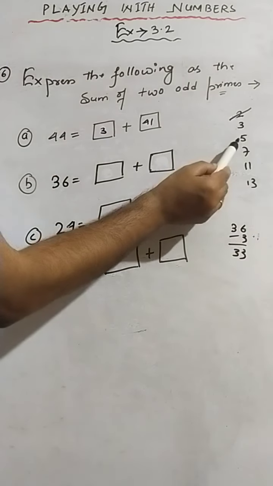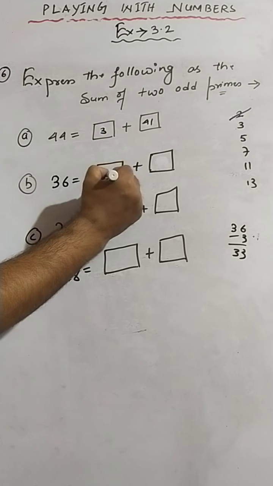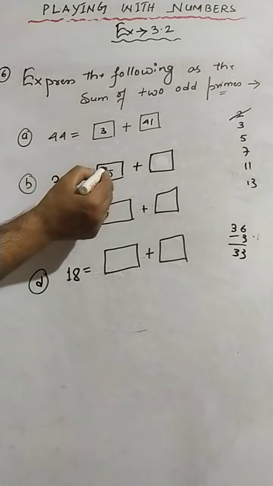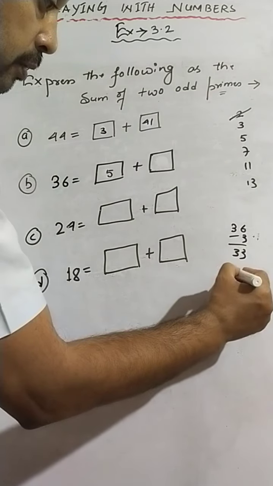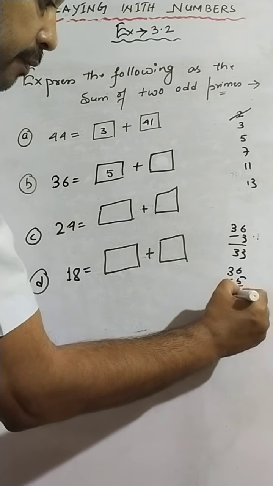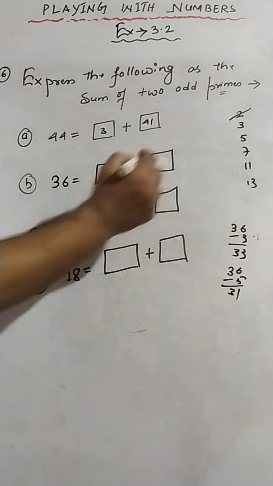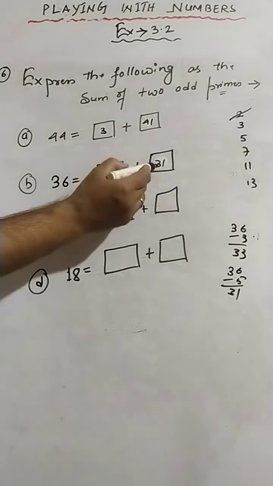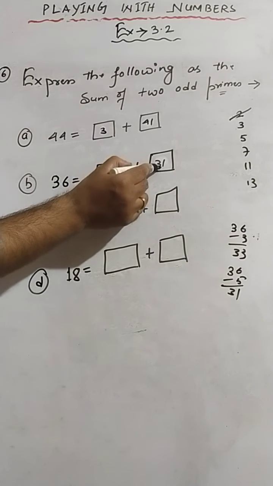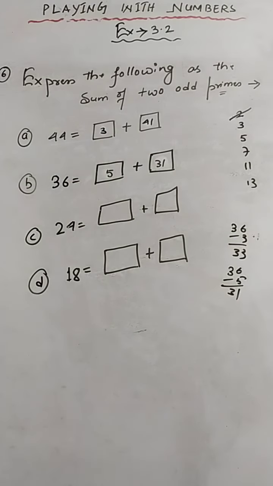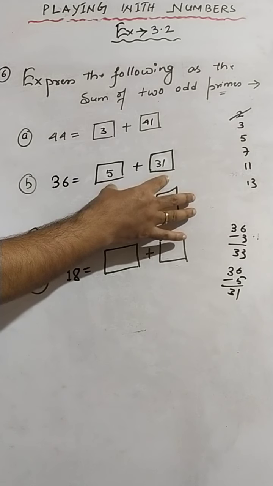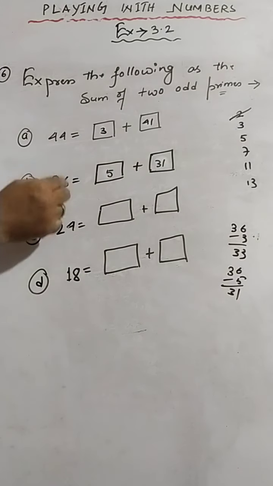Now what is the next prime number? 5. So if you put 5 here, and subtract 5 from 36, 36 minus 5 gives you what? 31. Yes, 31. So 31 is an odd number, and it is also a prime number. So these are the two odd prime numbers. If we add these two numbers, we get 36. So we are also done with sum number B.